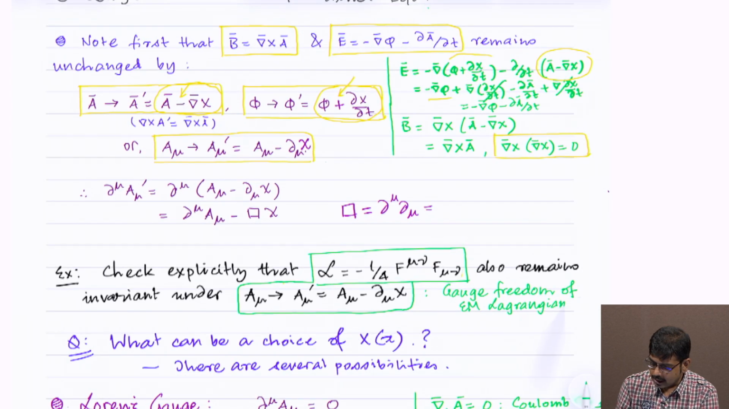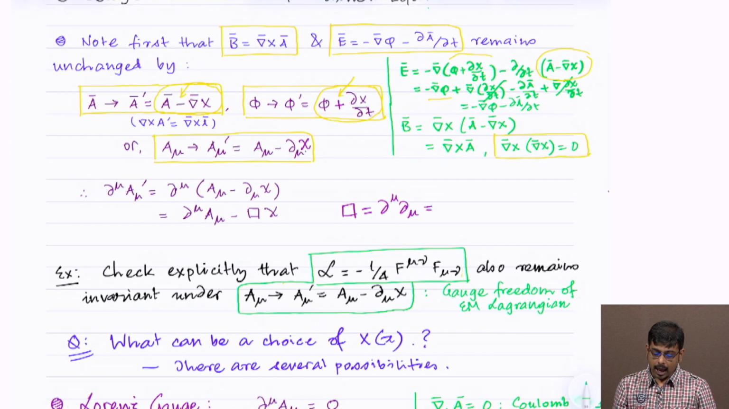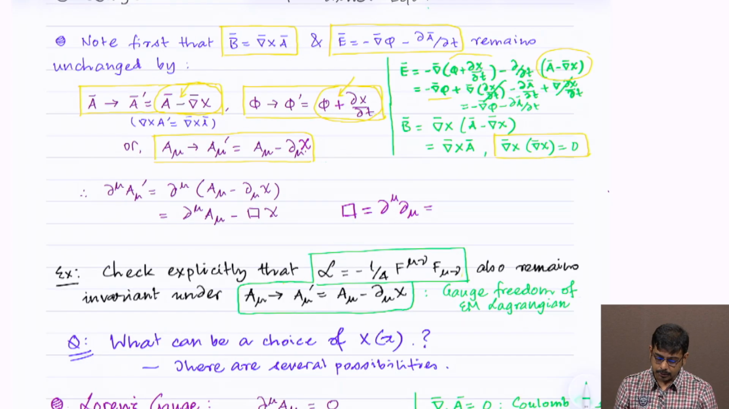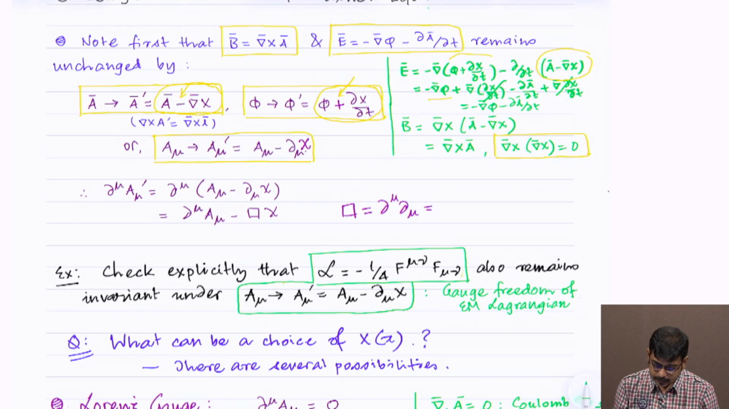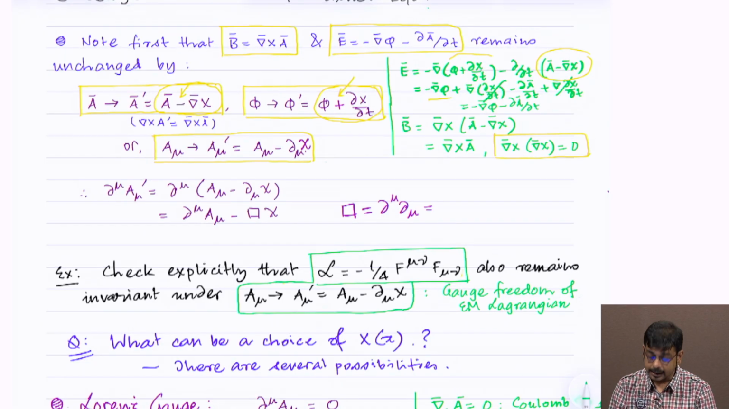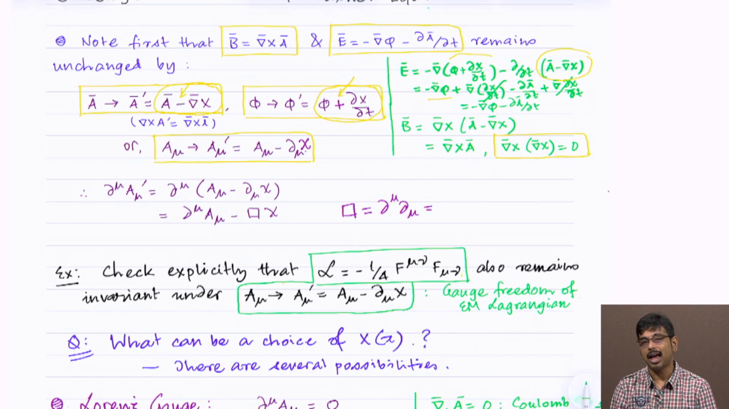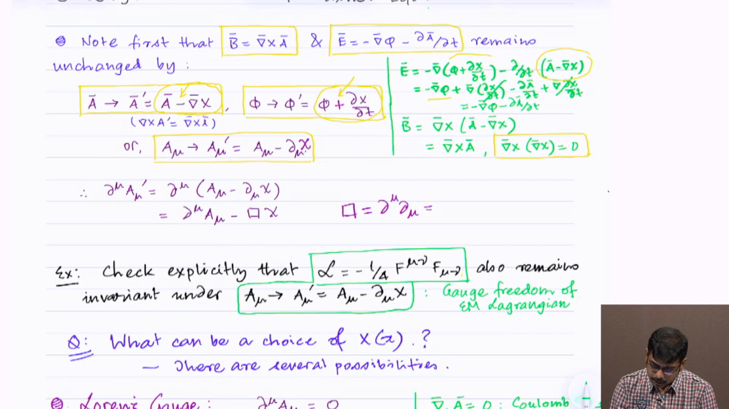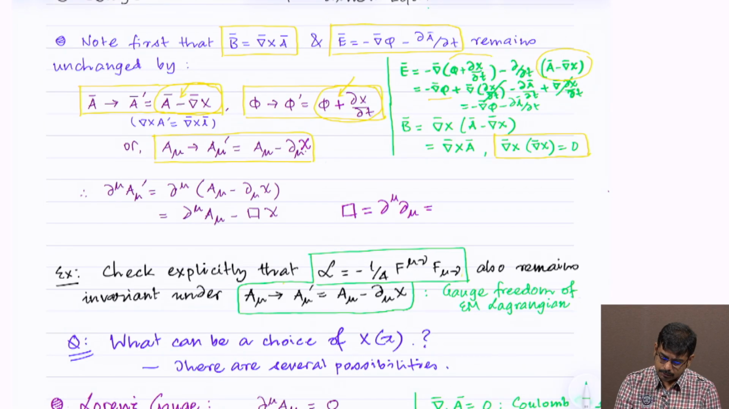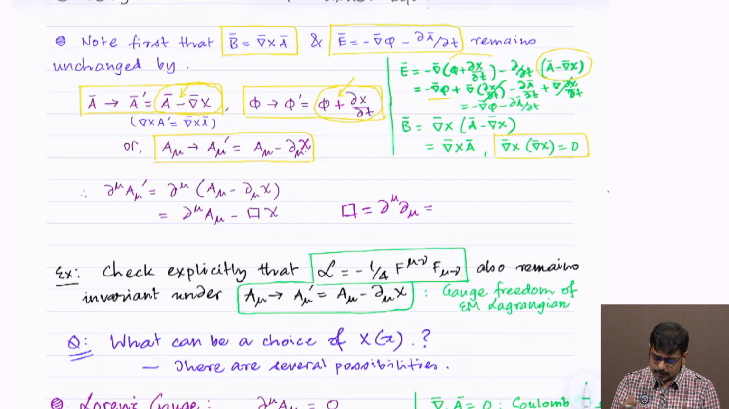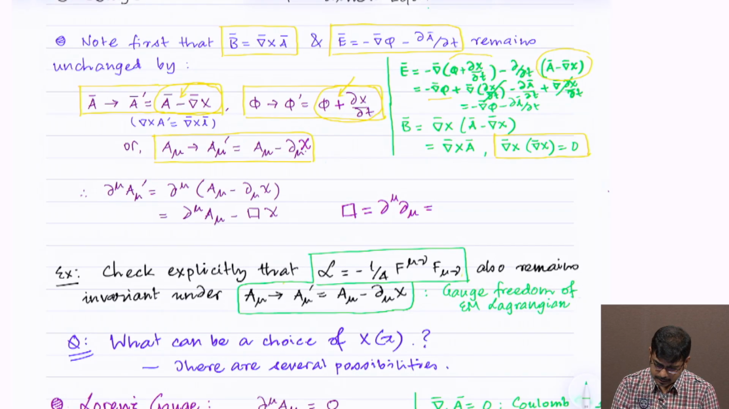Okay. So, I think we are going to stop today, and what we are going to do is ask this question: what are the possible choices of χ that we actually can have, so that A^μ can be chosen as A'^μ equal to A^μ minus ∂^μ χ. So, this is the question that we would like to deliberate upon in our next lecture.